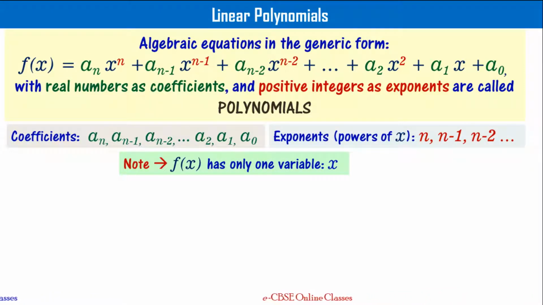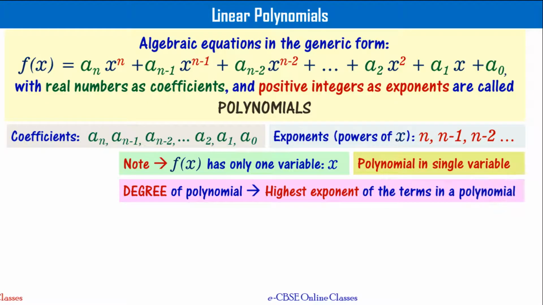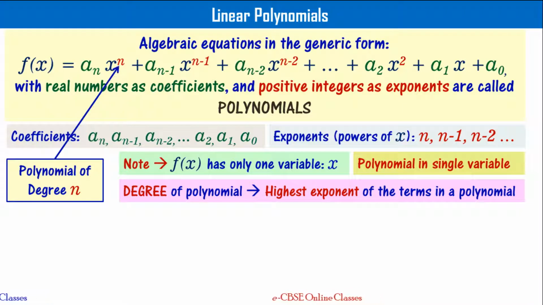If you observe, f of x has only one variable, that is x, right? That is why f of x is called a polynomial in single variable. We also learned that degree of a polynomial is defined as the highest exponent of the terms in a polynomial. In the case of f of x, the highest exponent is n. That's why the polynomial f of x is called a polynomial of degree n. Please take a note of that.